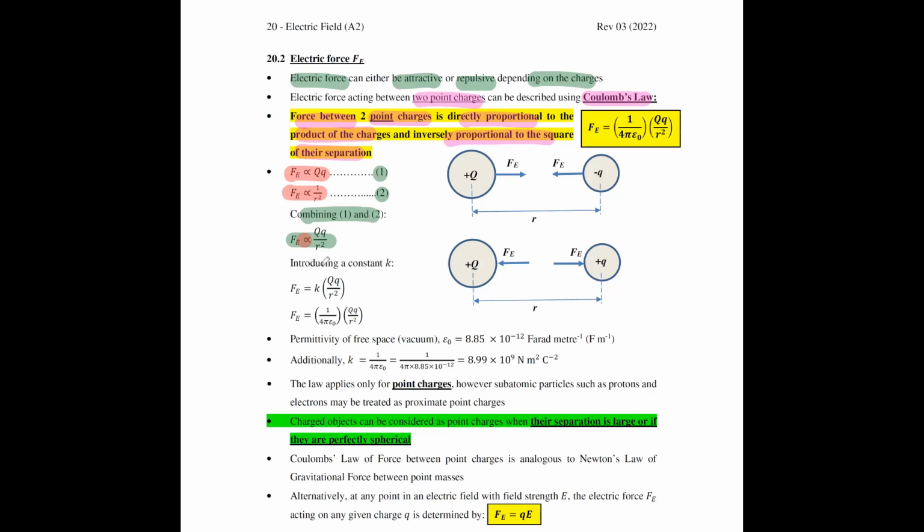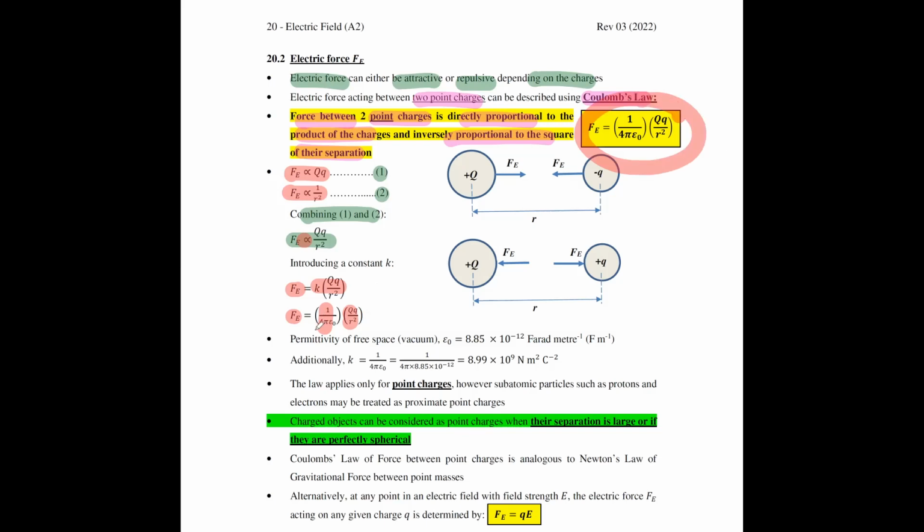So you want to get rid of that, you introduce a constant. That constant is actually 1/4 pi epsilon naught. Okay, that is the constant here. Then you multiply with QQ over R squared. In summary, the electric force between 2 point charges is basically this. You need to remember this, okay?